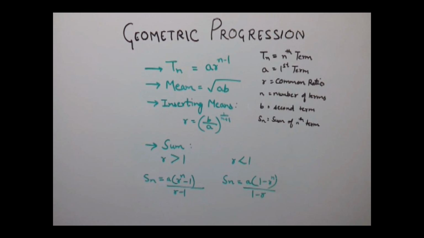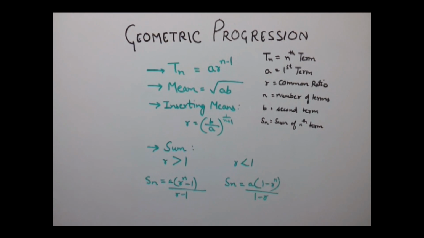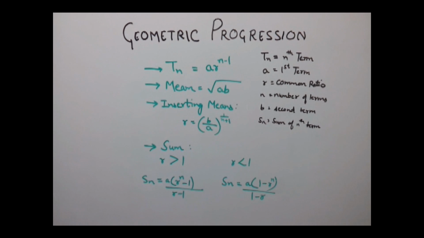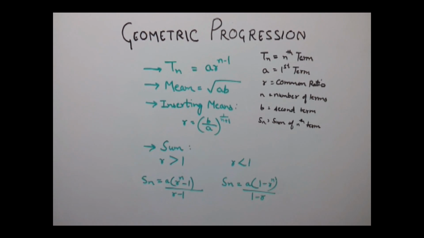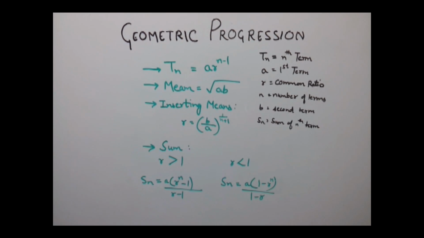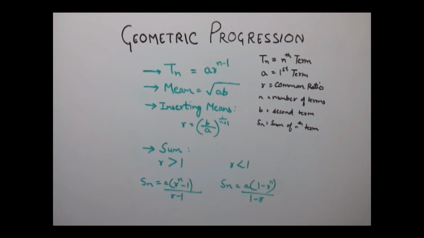In our earlier classes, we have discussed arithmetic progression. Today onwards, we would be discussing geometric progression. Geometric progression is that series where the common ratio between two successive terms is equal.